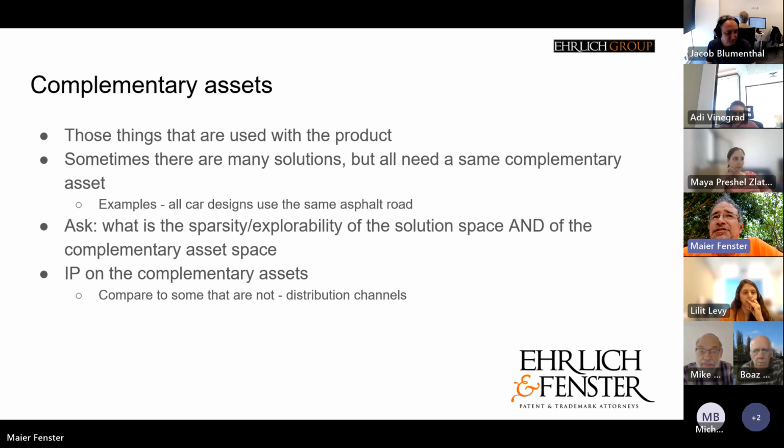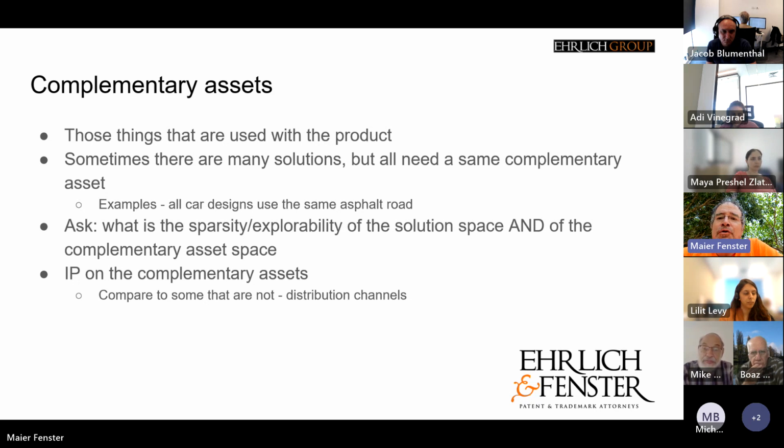Complementary assets. So you're selling a product, but that product is used together with other things. And classic example, 20, 30, 40, 500 different car designs out there, but they all drive on a road. If you somehow get a monopoly on the road, it doesn't matter that your competitor has a different car design. So when we talk about the sparsity and the explorability and flexibility perhaps of the solution space, we should also talk about the same properties of the complementary asset space.